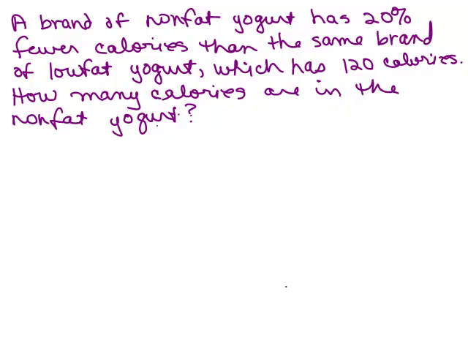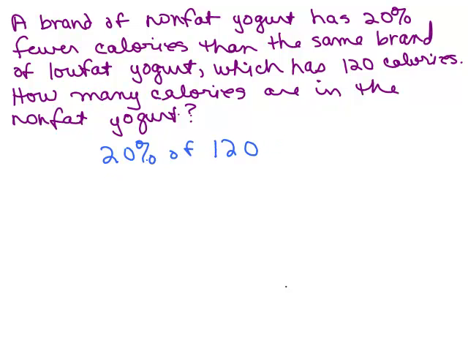Well, this could be written as a two-step problem, and then I'll show you how you could get this in one step as well. And there's a lot of other ways you might figure this out. So a brand of non-fat yogurt has 20% fewer calories than the low-fat, which has 120. So the common way for people to do this is figure out how many fewer calories by saying, well, what is 20% of 120?